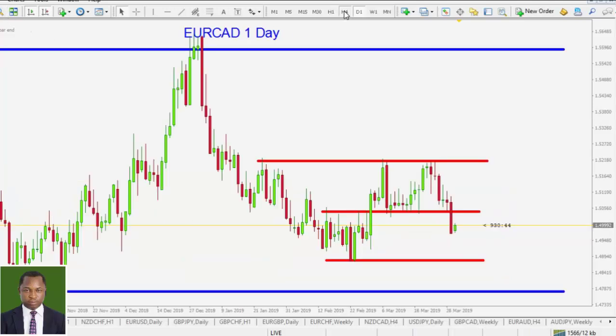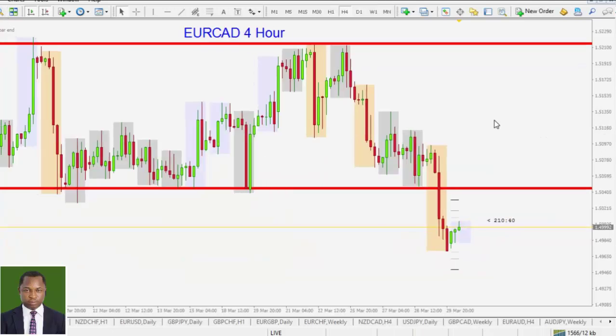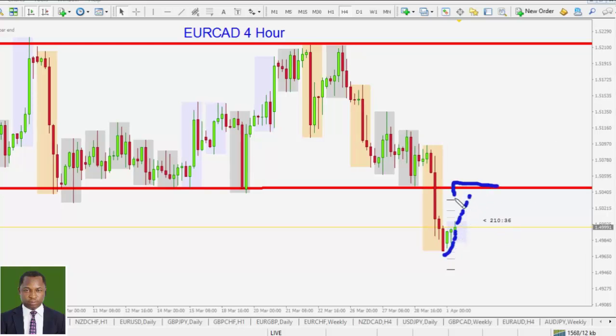Let's see the forward time frame. This is where we may be following price. If price is able to make a pullback to that zone in the 4 hours time frame, we'll be looking for possible sharp entries in the euro against the Canadian dollar for today. We hope we are going to see the pullback.